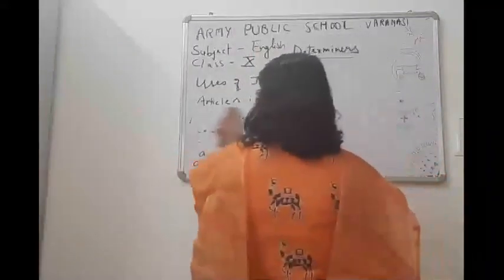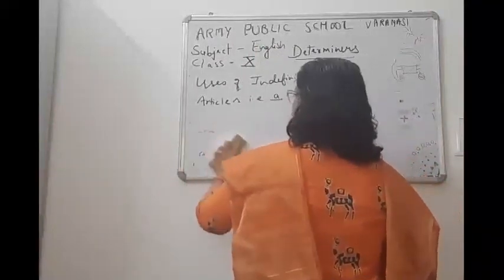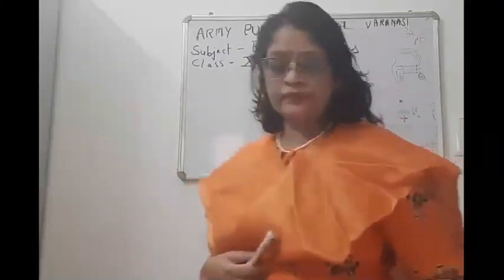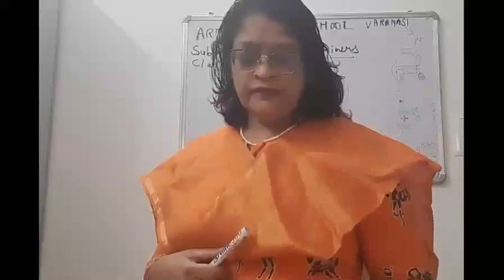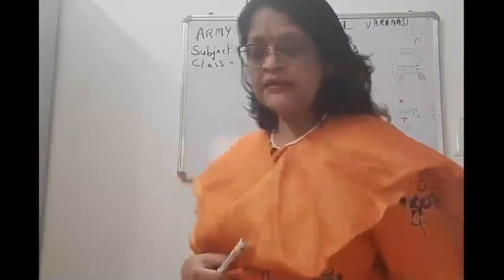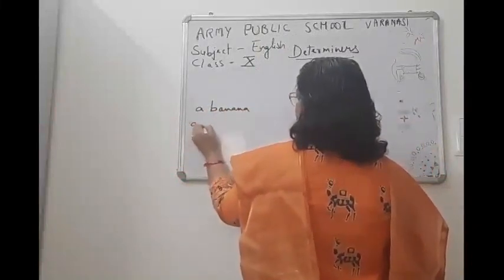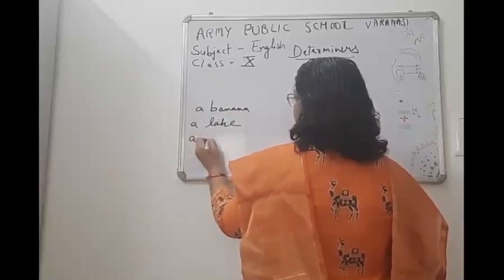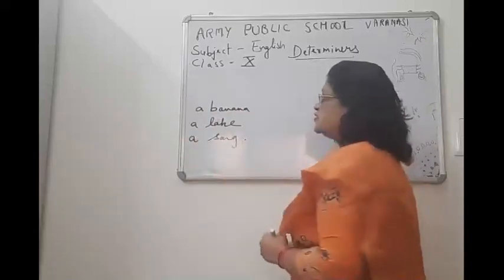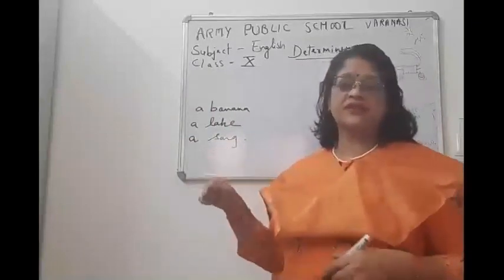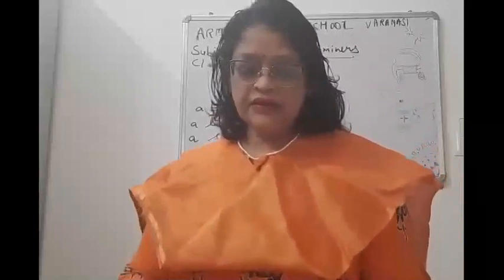Like for example, a banana, a lake, a song. A banana, a lake, or a song. So children, here you can see all the sounds which I have written are consonant sounds. So these words begin with a consonant sound.